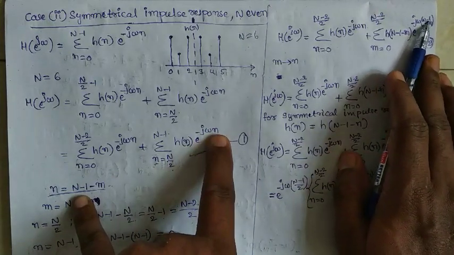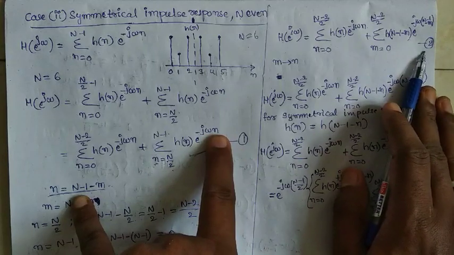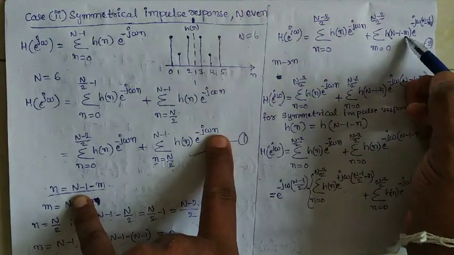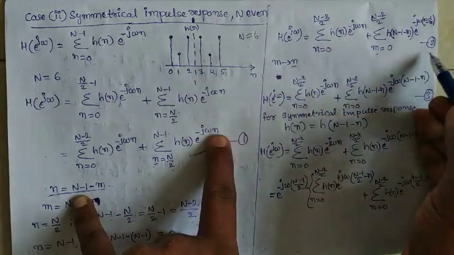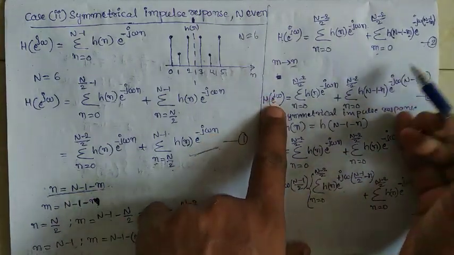N is what, capital N minus 1 minus m it is. Here I am taking, this is the equation 2. Here in the next step we are replacing this m by n. Replacing m by n in equation 2 in the second summation.